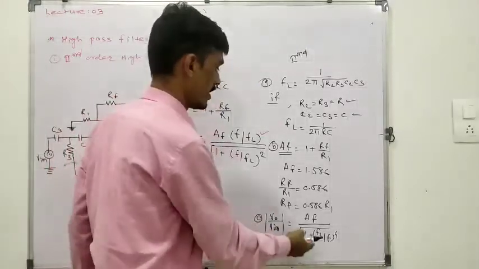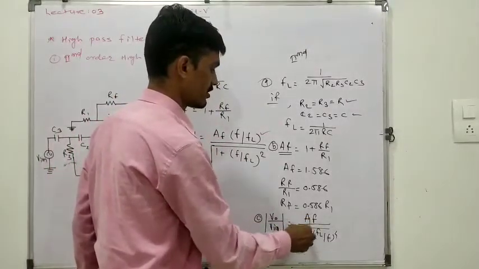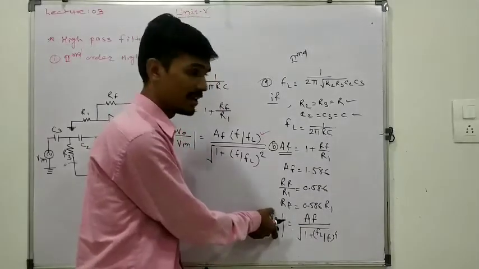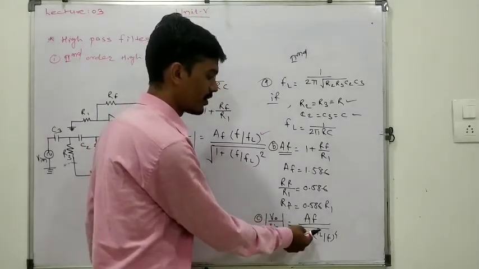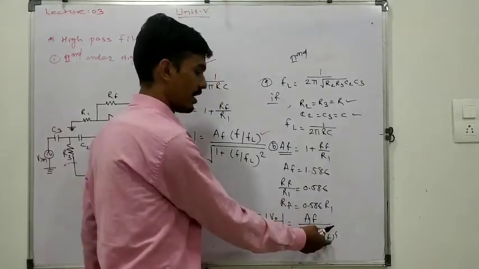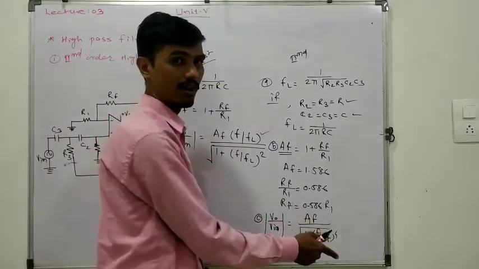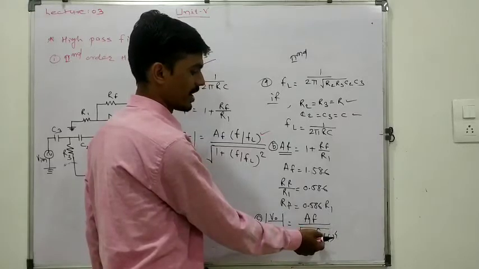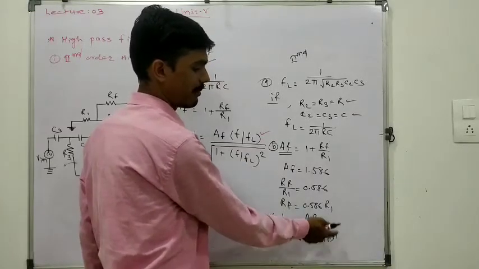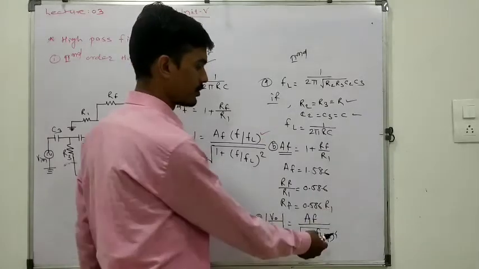Now here again there are some changes that we have to remember for the transfer function, that is VO by Vin is equal to AF by the square root of 1 plus FL by F, not F by FL. Here a term is getting replaced. FL is replaced with F and F is replaced with FL. So the ratio is FL by F. That point also we have to remember.